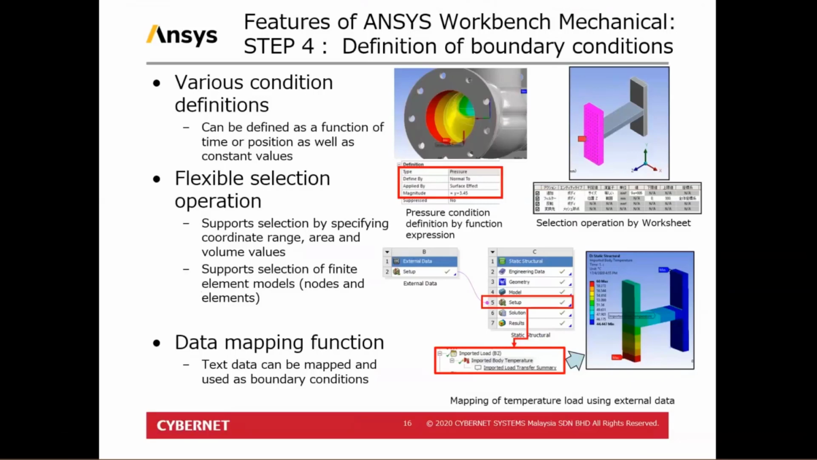Now, ANSYS also has the advantage of flexible selection operation via something that we call the worksheet. It allows the users to specify the boundary condition selection based on the coordinate range, area, volume values, and also the elements of your model. Now, ANSYS also has a data mapping function with which the users can import the boundary conditions data from external sources directly into ANSYS.